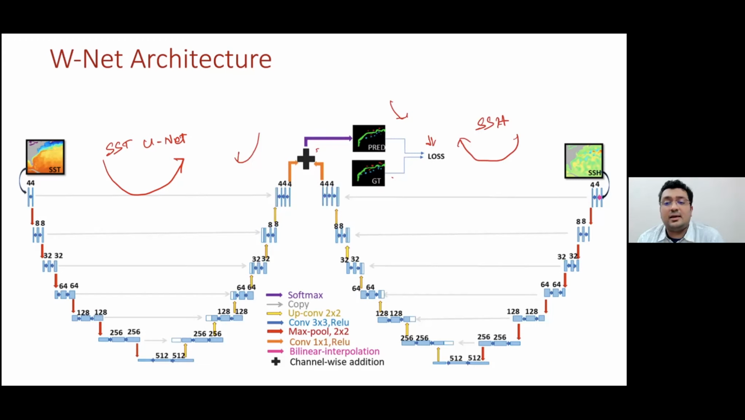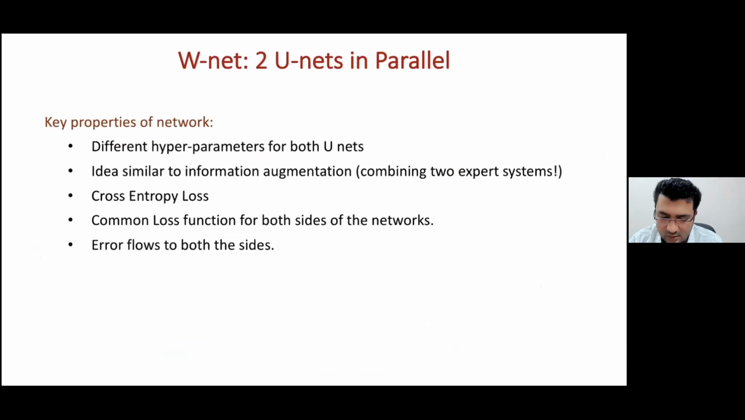And so taking inspiration from that, we have this WNet architecture where there's a SST unit and a SSH unit that combine these together. Right, so the key properties are that there are different hyperparameters for both the units, so it need not be the same hyperparameters, and the cross entropy loss function flows to both sides so that the weights get updated, and there are skip layers also, right? So that some amount of regularization happens.